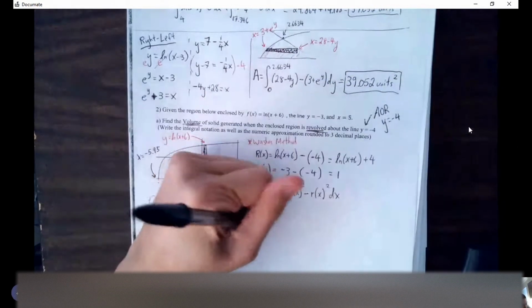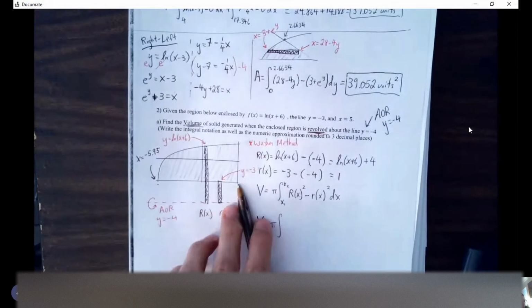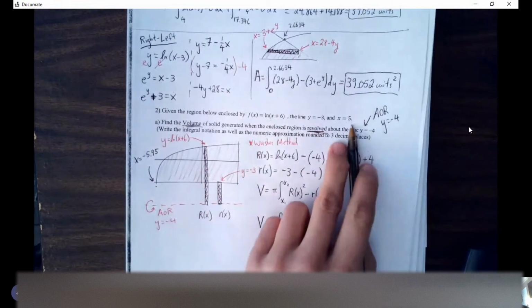All right, so pi integral from negative 5.95 all the way over to 5, right? This is our right endpoint here, x equals 5.